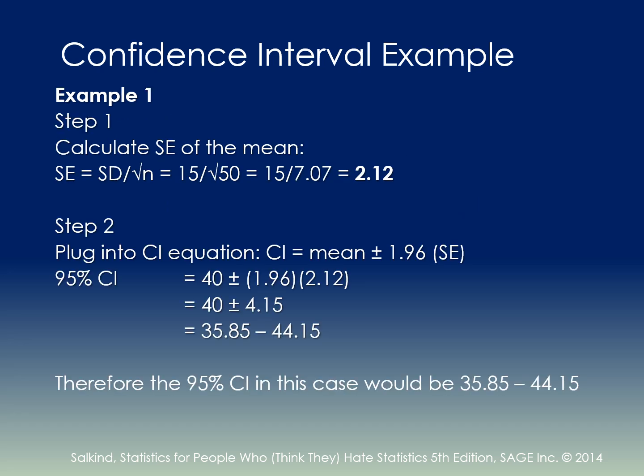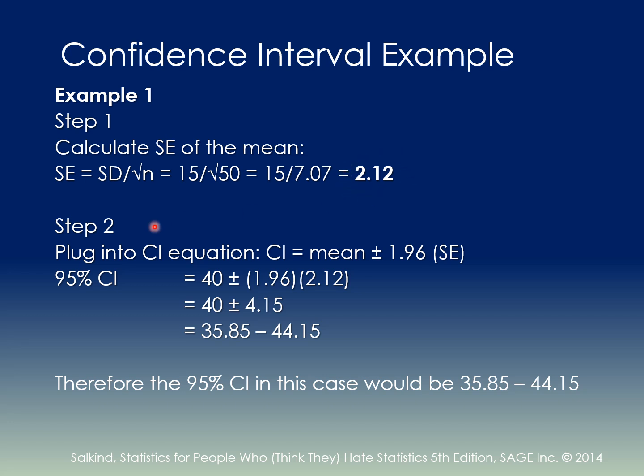So the first thing we need to do in our equation, if we're going to calculate a confidence interval, is calculate the standard error of the mean, because that was part of the equation. And to calculate the standard error of the mean, we know what to do. From the previous data, the standard error of the mean in this case is going to be the standard deviation divided by the square root of the sample size, which is 15 divided by the square root of 50, which gives us a value of 2.12.